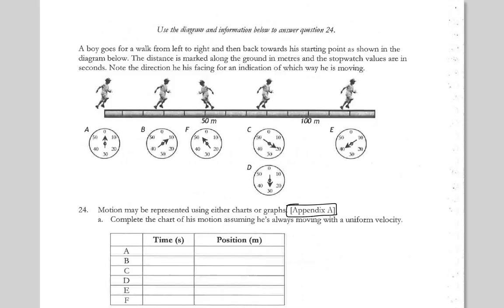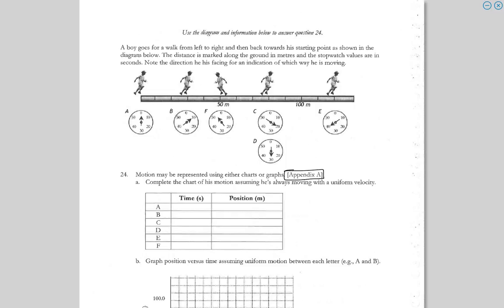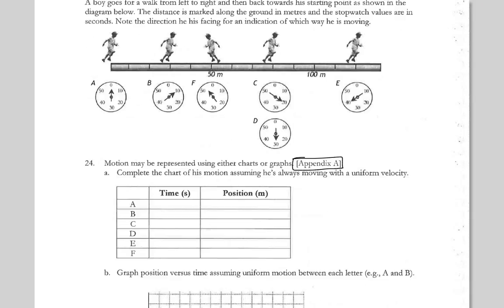Okay, let's look at 24. A boy goes for a walk from left to right. Is that one-dimensional? Yeah, so you just basically imagine a point moving left and right. That's all it can do. The distance is marked along the ground in meters and the stopwatch values are in seconds. Note the direction he is facing for an indication of which way he is moving. Motion may be represented using either charts or graphs. Complete the chart of the motion, assuming it is always uniform.